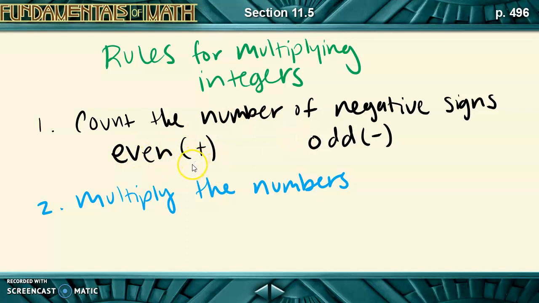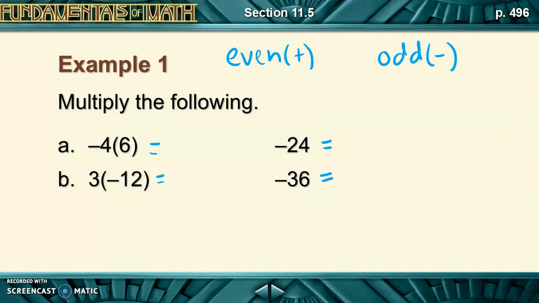It is not the same rule as adding or subtracting, so a lot of people think this is a little bit easier rule to follow. After you count the number of even or odd negative signs, we can go ahead and multiply the numbers, and that would give us our answer. Let's jump into a few practice problems that might help us with this.